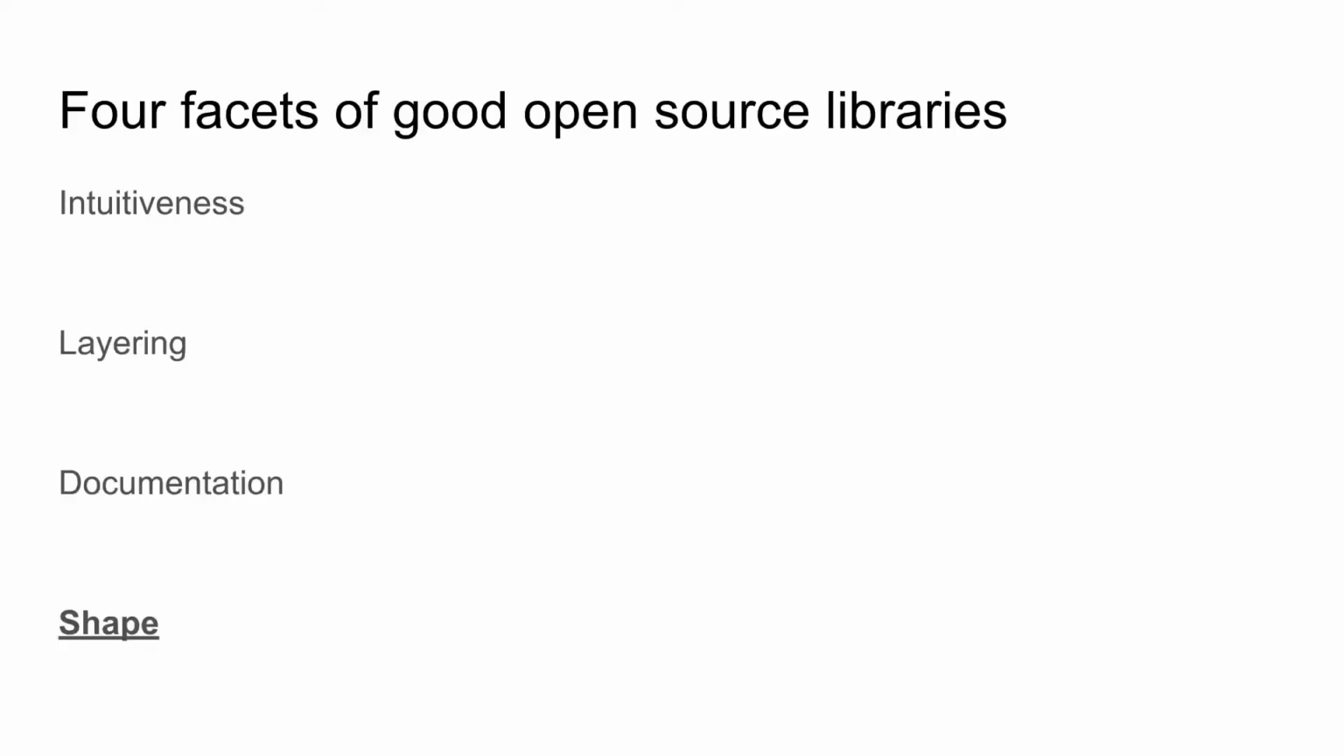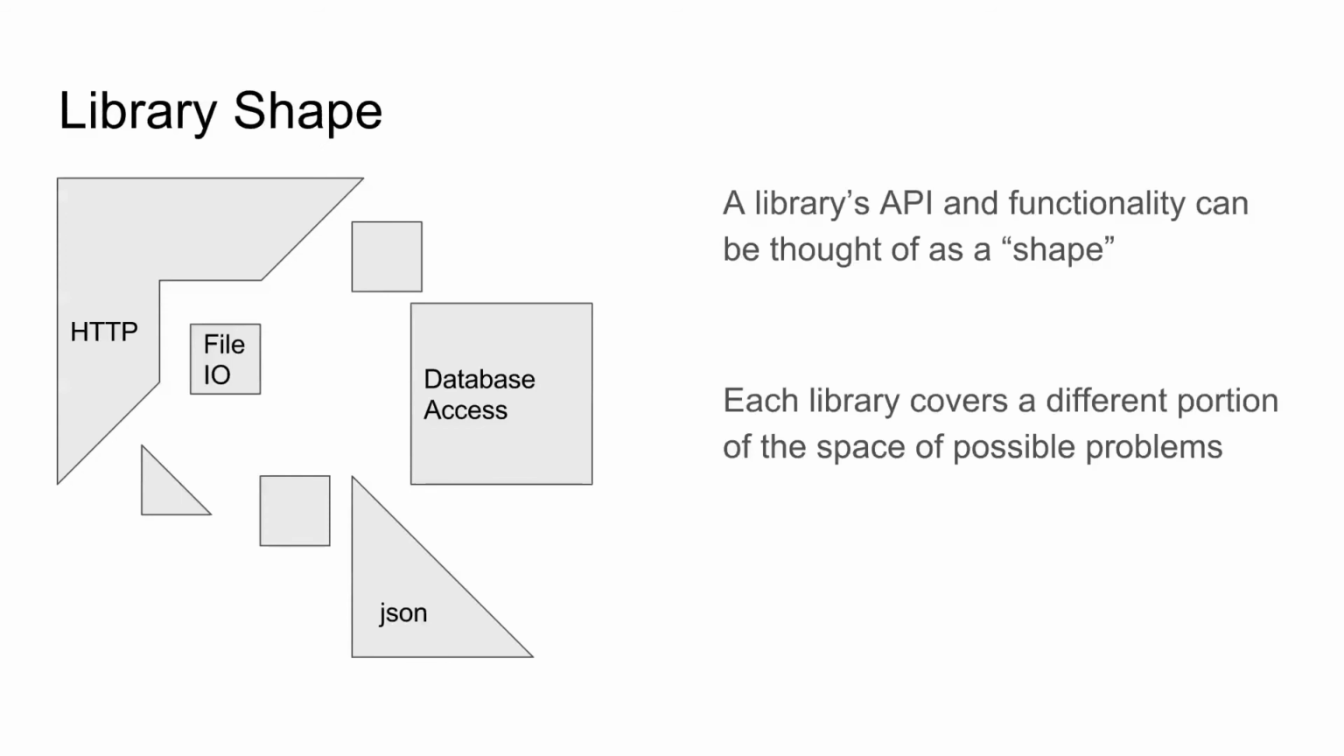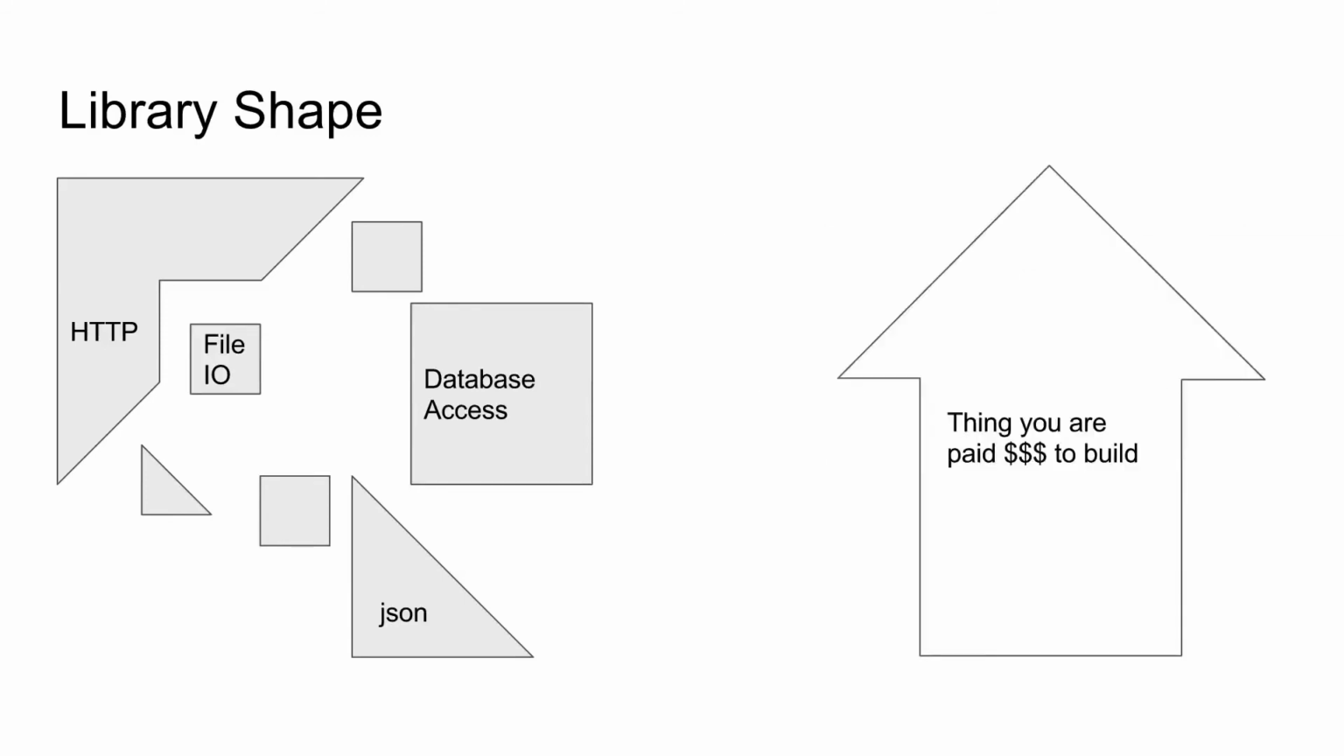So the last facet of a good open source library I'll talk about is how to think about the library's shape. Libraries solve different problems. Sometimes there's overlap. Some have more corner cases than others. But generally, each library can be thought of as something that fixes a problem in the design space of the thing that you're trying to build.